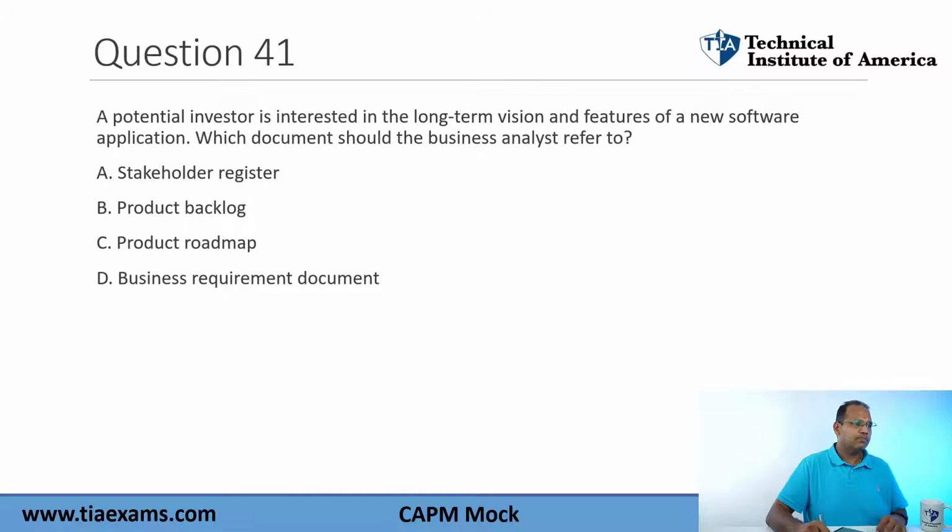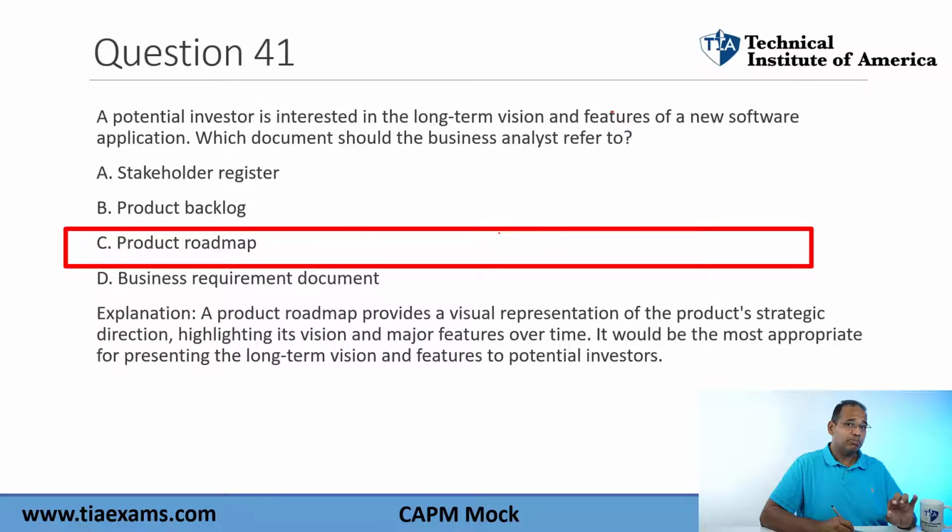Question 41. A potential investor is interested in the long-term vision and features of a new software. What document should the business analyst refer to? Stakeholder register, product roadmap, product backlog, product roadmap, and the business requirement document. All right, make sure you know the definition of something we call the product roadmap.